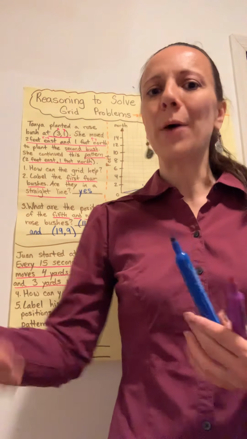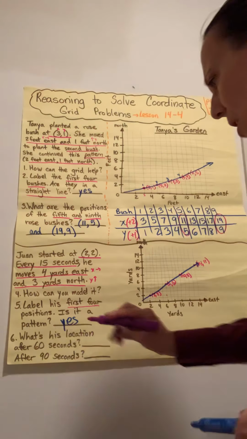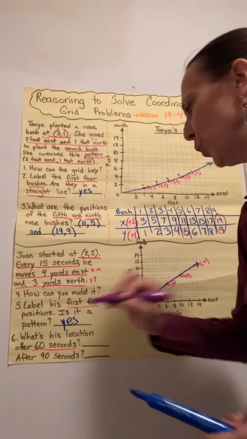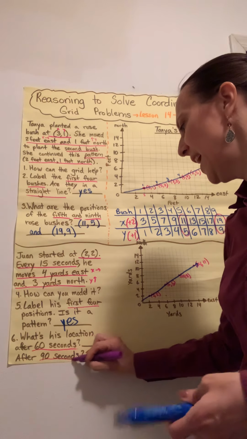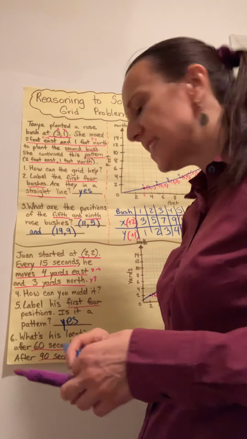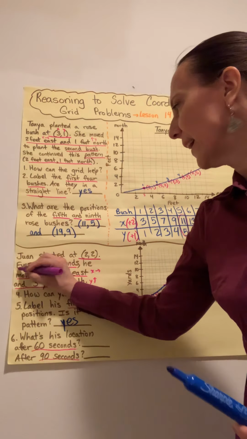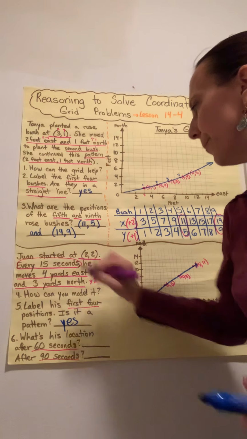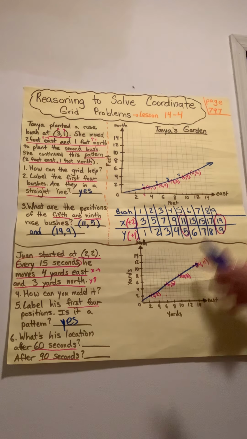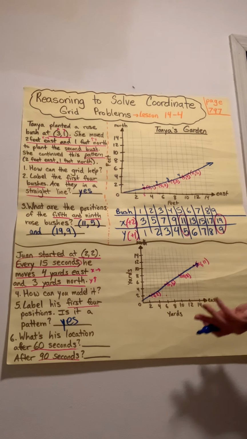Okay. Last one asked me, what's his location? Just like the other one, now we're predicting forward. After 60 seconds, wait a second, we're talking about time now. Ooh, this one's got a twist to it. What's his location after 60 seconds and after 90 seconds? So now I need to go back and get this information from the problem. He's not just moving whenever he wants, he's doing it every 15 seconds in a pattern.